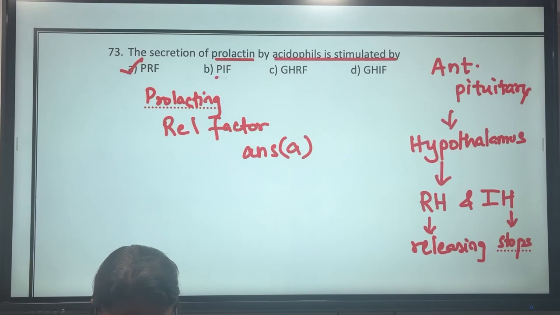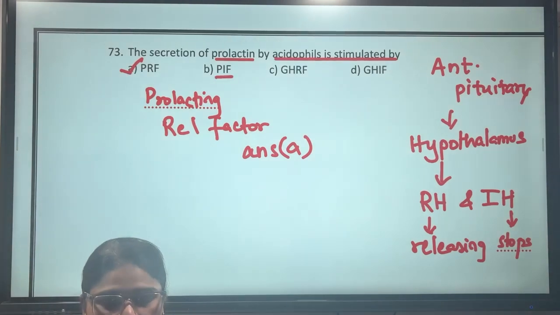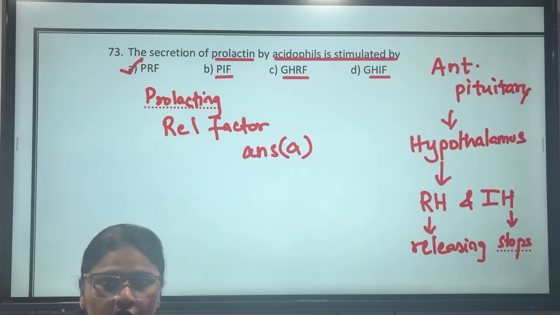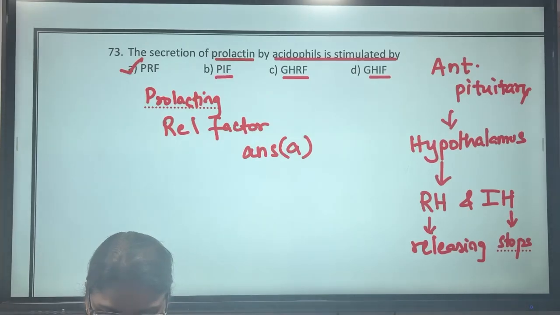Let's see what is B. PIF is prolactin inhibiting factor, and that is going to stop the production of prolactin. GHRF is growth hormone releasing factor. GHIF is growth hormone inhibiting factor.